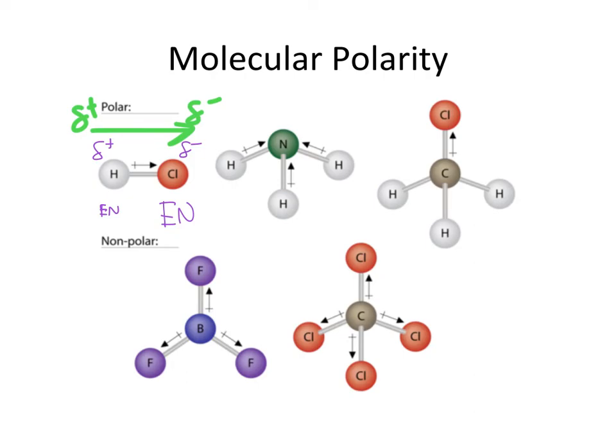Now, if we look at the second molecule, one thing that this is missing, and again, same with the chlorine, there are actually lone pairs of electrons here.